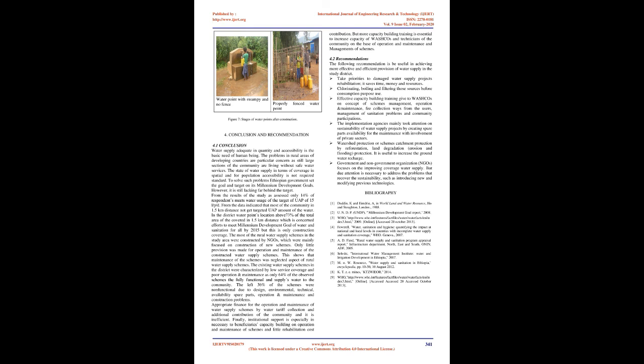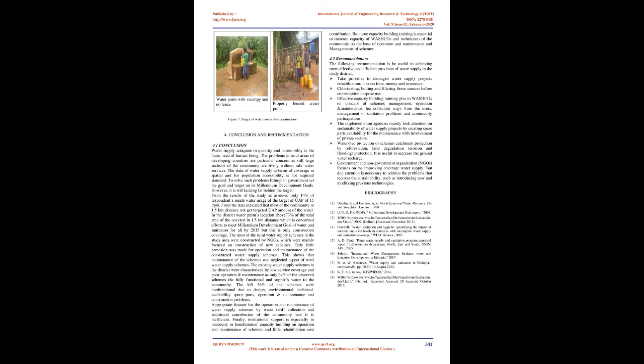Most of the rural water supply schemes in the study area were constructed by NGOs, which mainly focused on construction of new schemes. Only little provision was made for operation and maintenance of the constructed water supply schemes. This shows that maintenance of the schemes was a neglected aspect of rural water supply. The existing water supply schemes in the district were characterized by low service coverage and poor operation and maintenance, as only 64% of the observed schemes were fully functional and supplying water to the community.